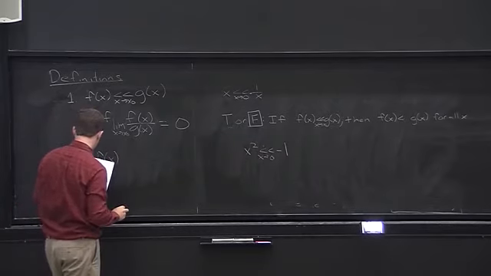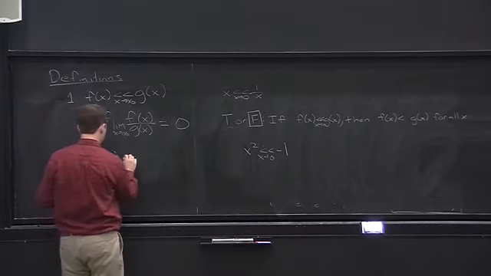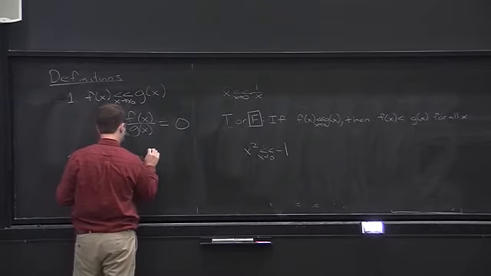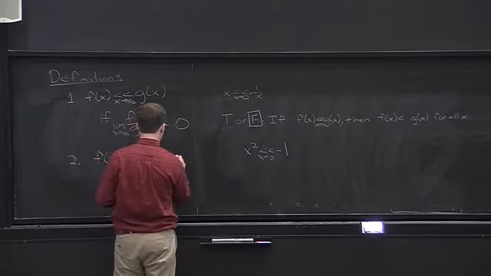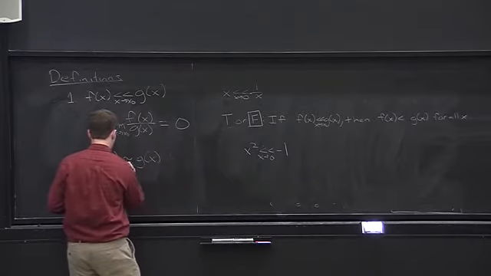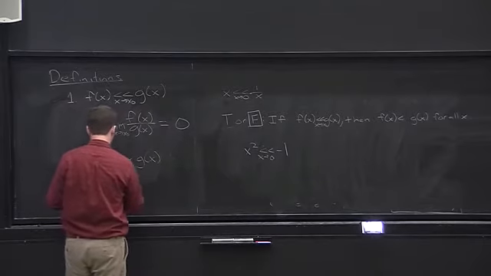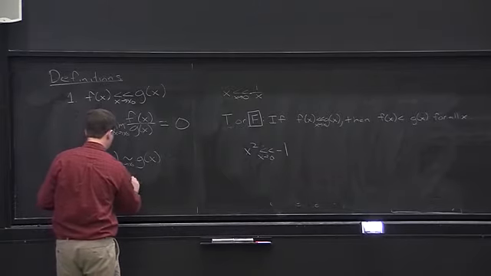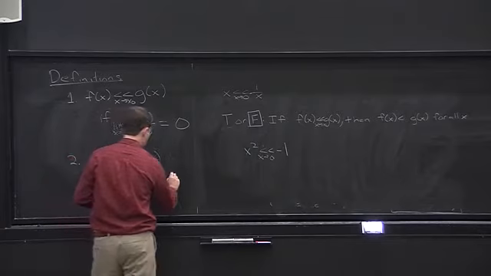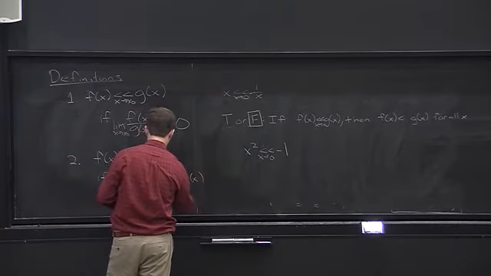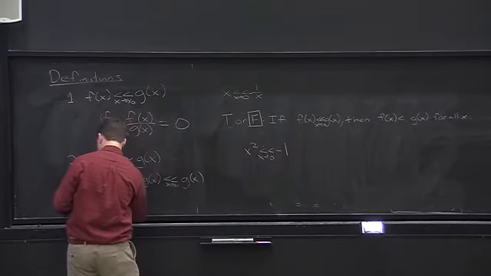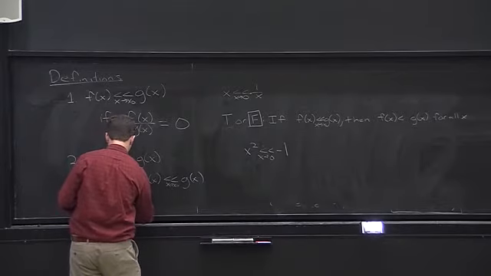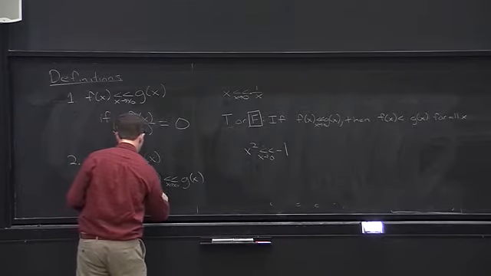Our second definition is: f is asymptotic to g as x goes to x naught if f minus g is much less than g as x goes to x naught, or equivalently, the limit as x goes to x naught of f over g is 1.